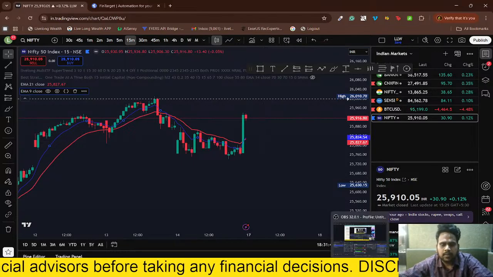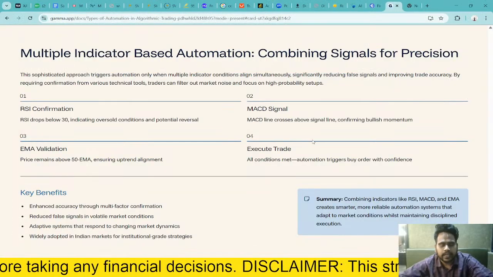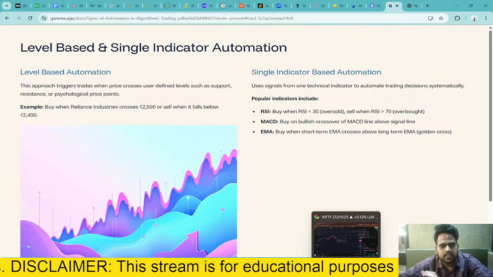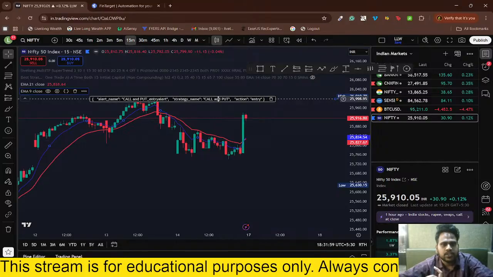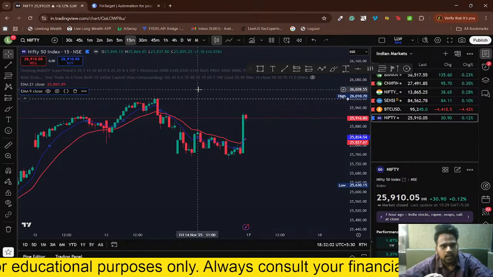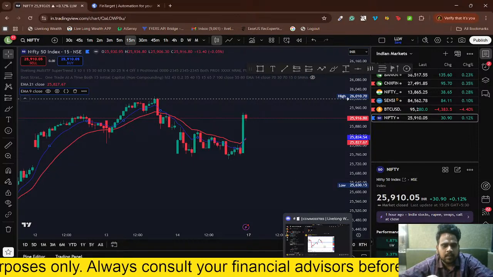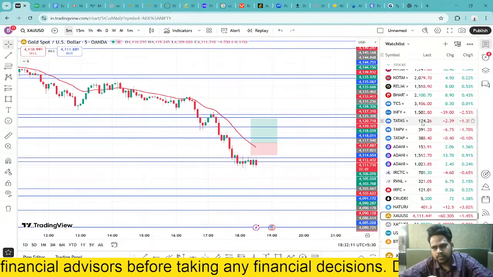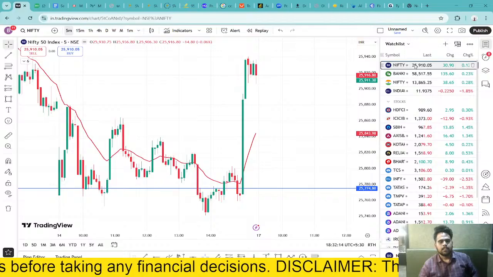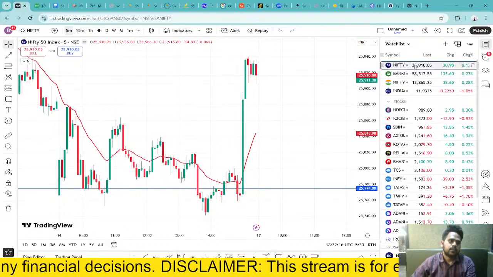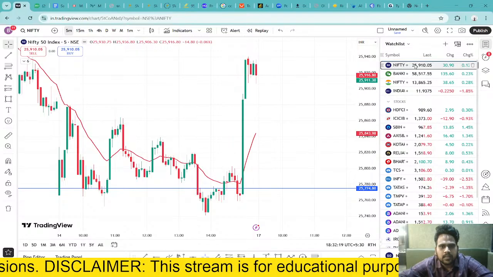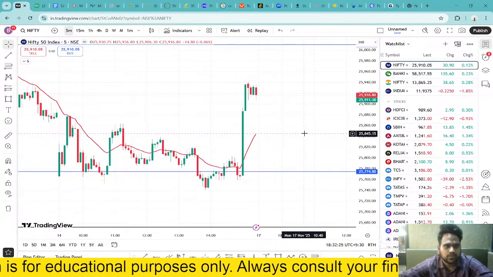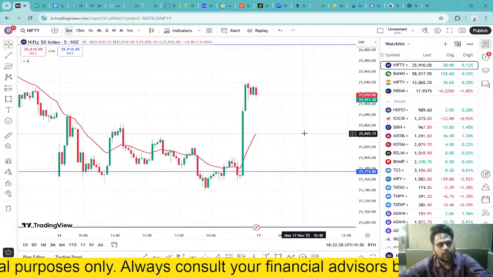These algos are indicator based, level based, single indicator based. Now we also have time-based strategies, and for that we also need to do algo. See how time-based works, for example: 9:20 straddle, 9:30 straddle, or 2:20 straddle. Whenever the market comes to 9:20, we need to punch an order and keep a stop loss for it. That also we can do with algos.